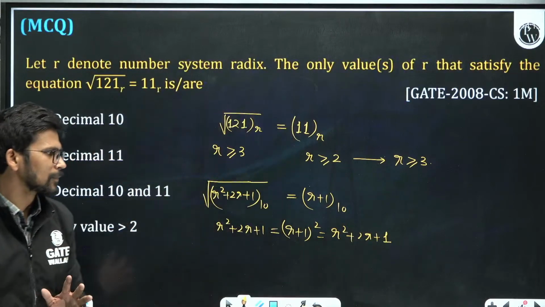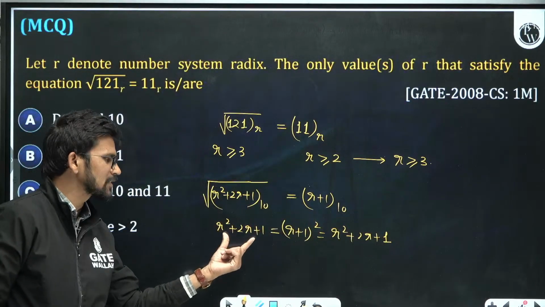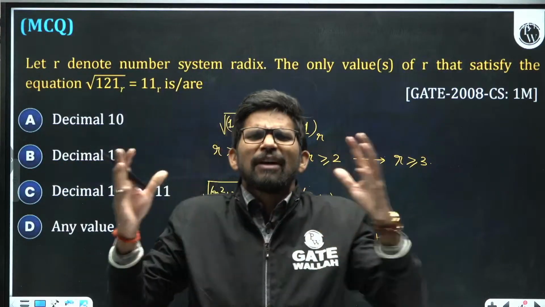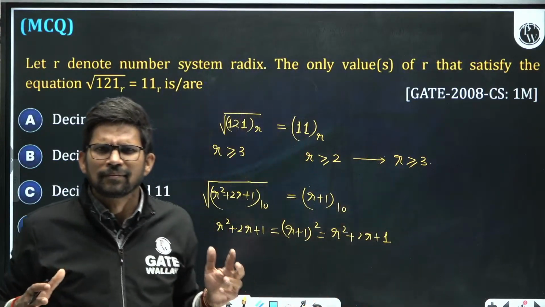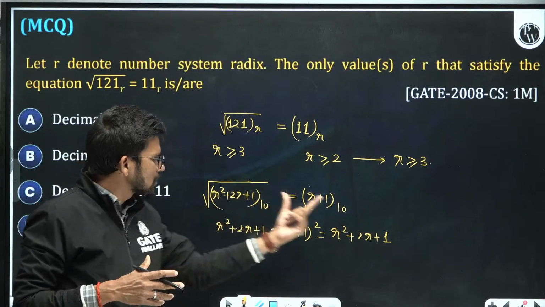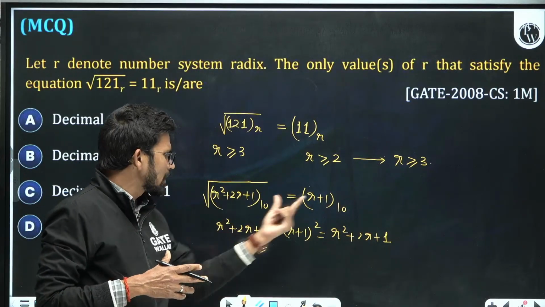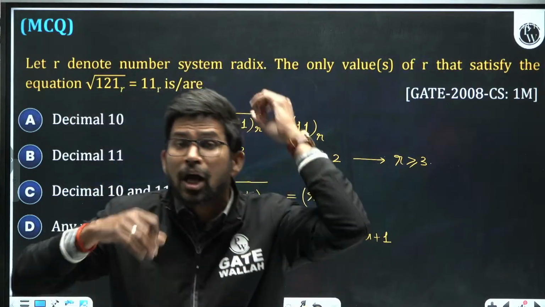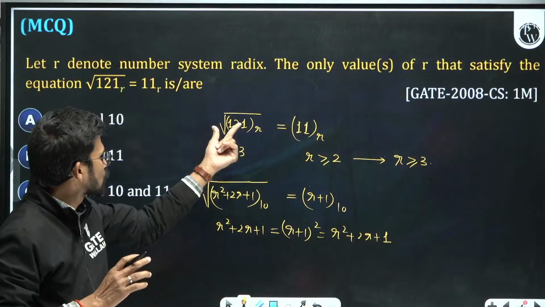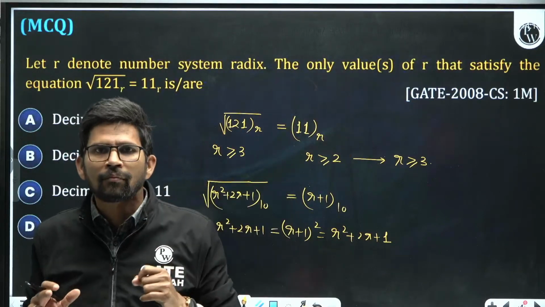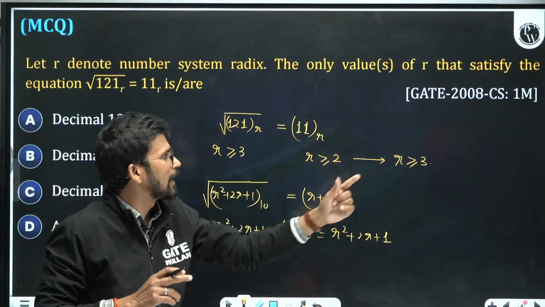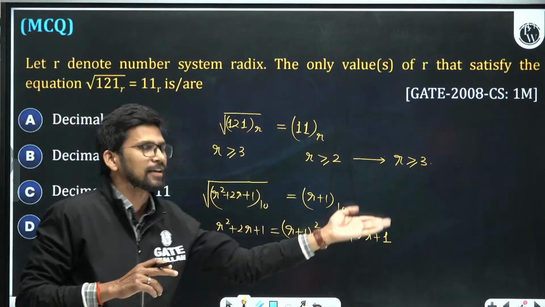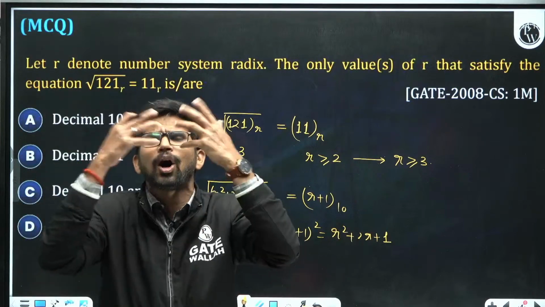Now tell me, this equation, this left hand side will always be equal to right hand side for any value of R. Because the square of this is coming out to be this, and square of this is also coming out to be this. So this left and right hand side are always equal for any value of R. For these two numbers to be equal, but for these numbers to be valid, R must be greater than or equal to 3 also. So any value of R will satisfy this relation, because left and right hand side are always same.